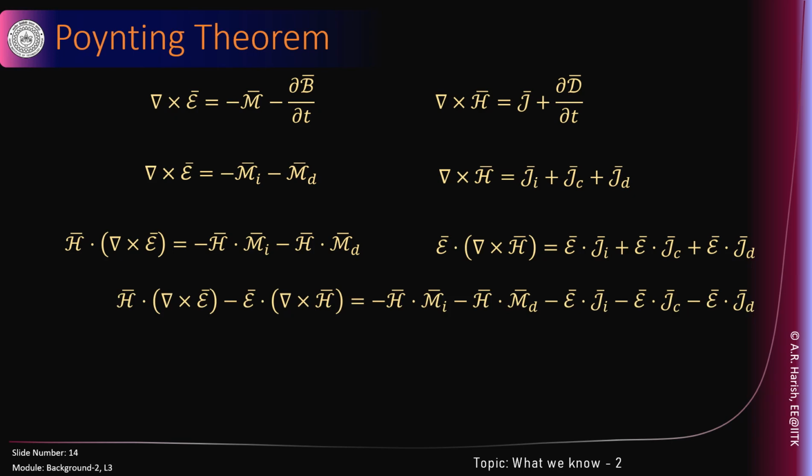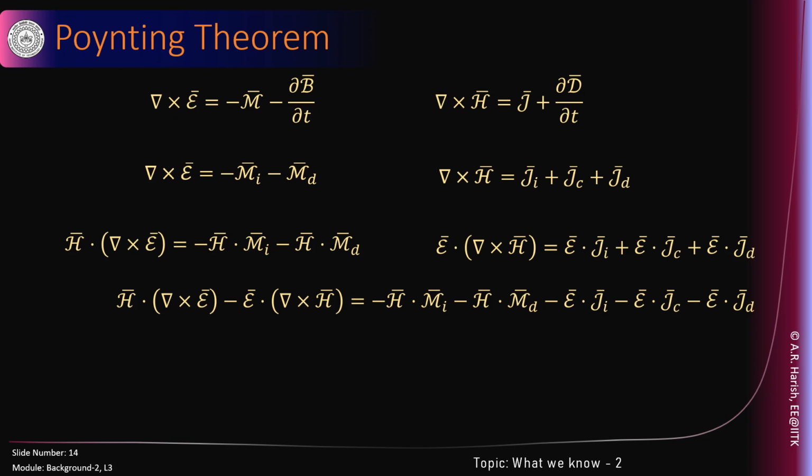Take the difference of the two. So H dot del cross E minus E dot del cross H gives a long equation. It looks long, but there is a lot of order, a lot of symmetry in this equation. What I want you to observe in this course is these symmetries, these orders. There is a beauty in these equations. As long as you recognize this, it looks beautiful.